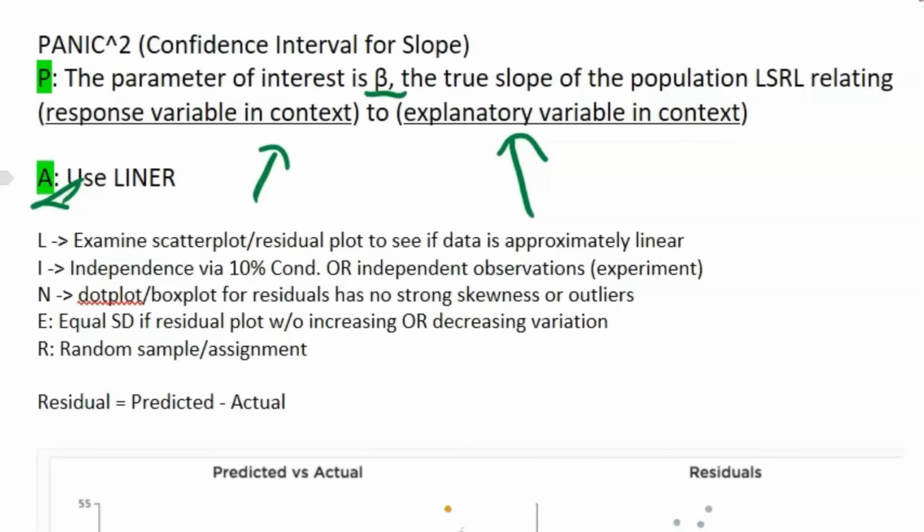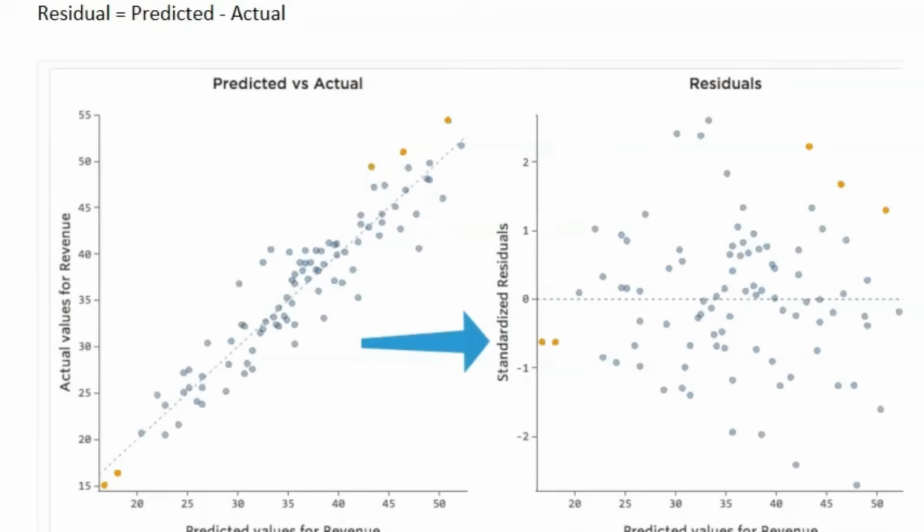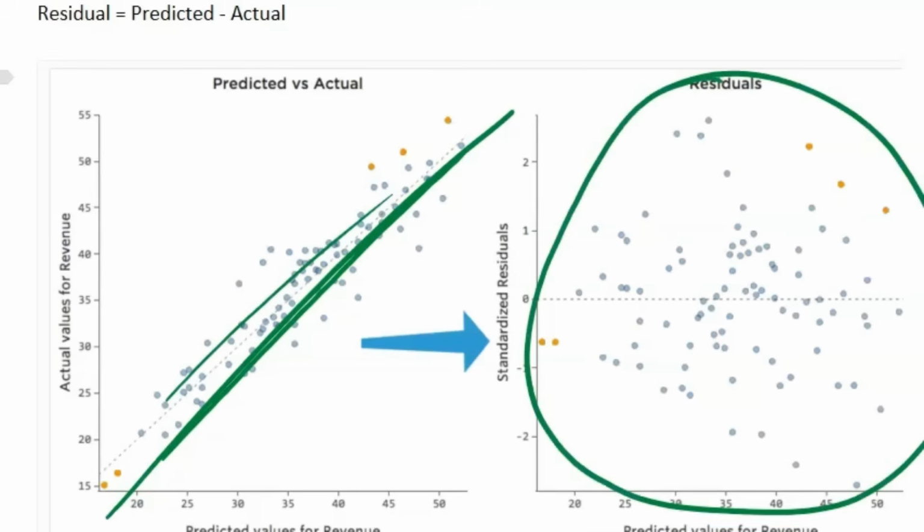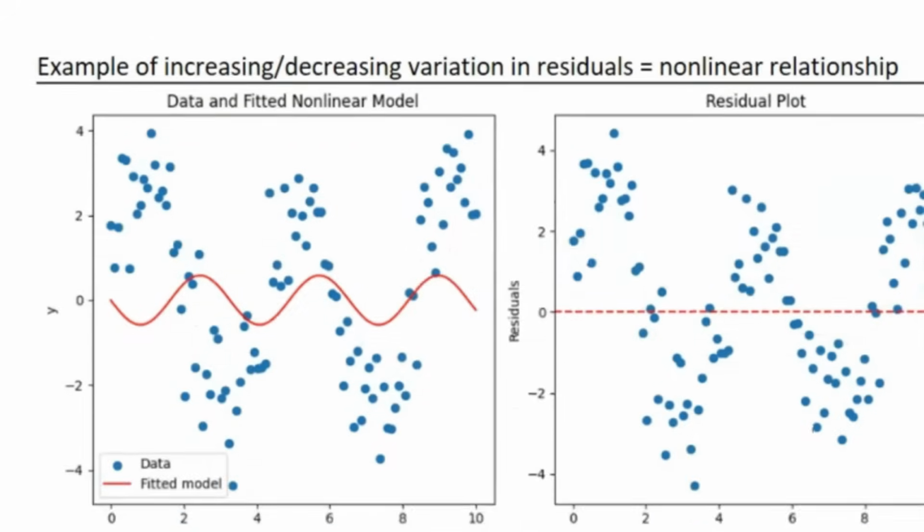And along with that goes, you want equal standard deviation or variance if the residual plot does not show increasing or decreasing variance. So here is what we want to see, right? So we have sample data, whatever, looks relatively linear. And then the residuals, you can see no clear patterns increasing or decreasing.